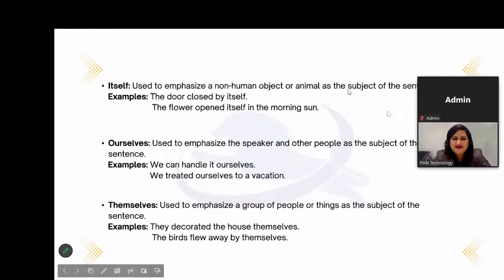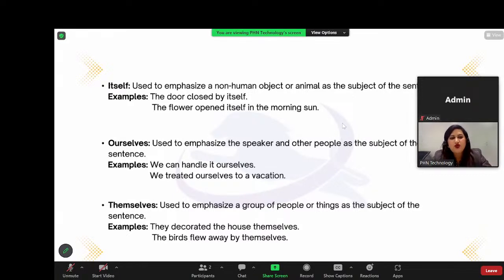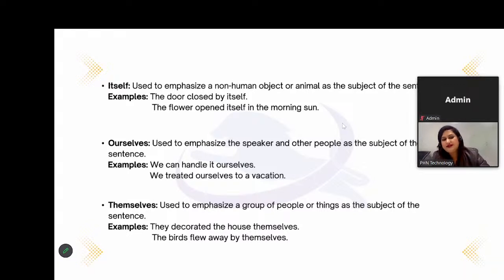Yes. When is itself used? Itself is used to emphasize a non-human object or animal as the subject of the sentence. For example, the door closed by itself. The flower opened itself in the morning sun. Now, for the door opening by itself, obviously you're not going to say himself for the door, right? It's not a male. So it's an object. So what are you going to call it? Itself.